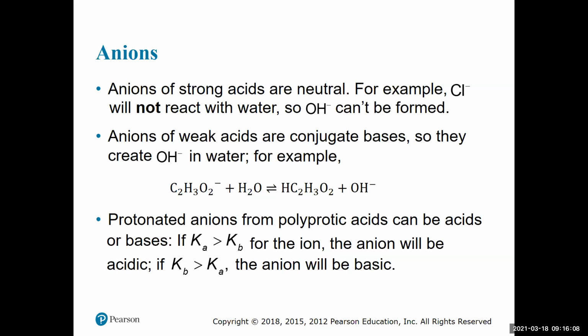Anions of strong acids are neutral. Anions of weak acids are conjugate bases, so they create some hydroxide ion in it. The third one, the protonated anions of polyprotic acids, can be acids or bases depending upon the Ka and Kb values. We're not going to worry about that too much.